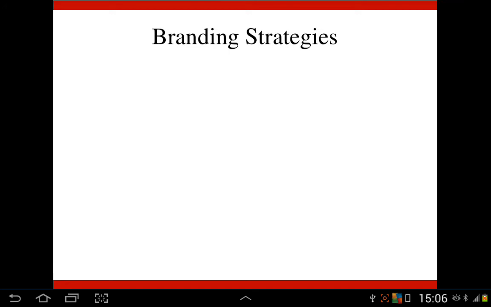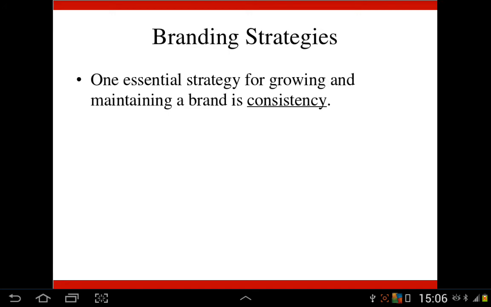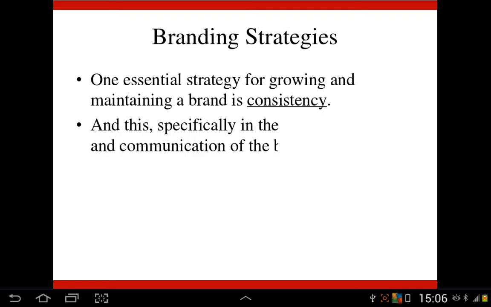Okay, branding strategies. So, an important part of branding is that it's consistent. A brand must remain consistent, especially in the way that a brand's positioning is communicated.